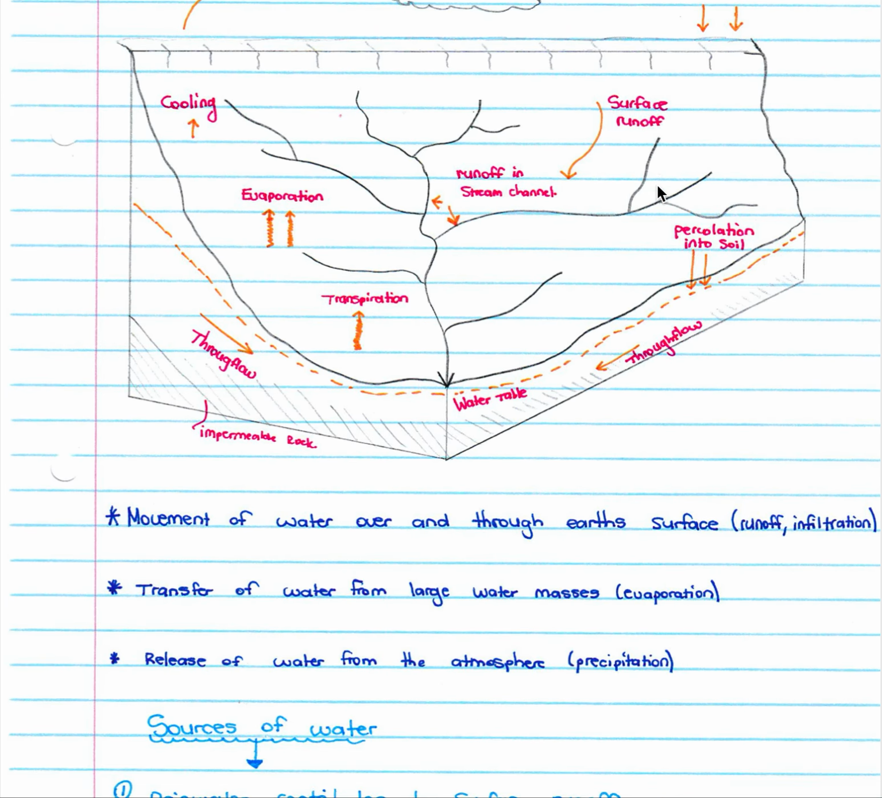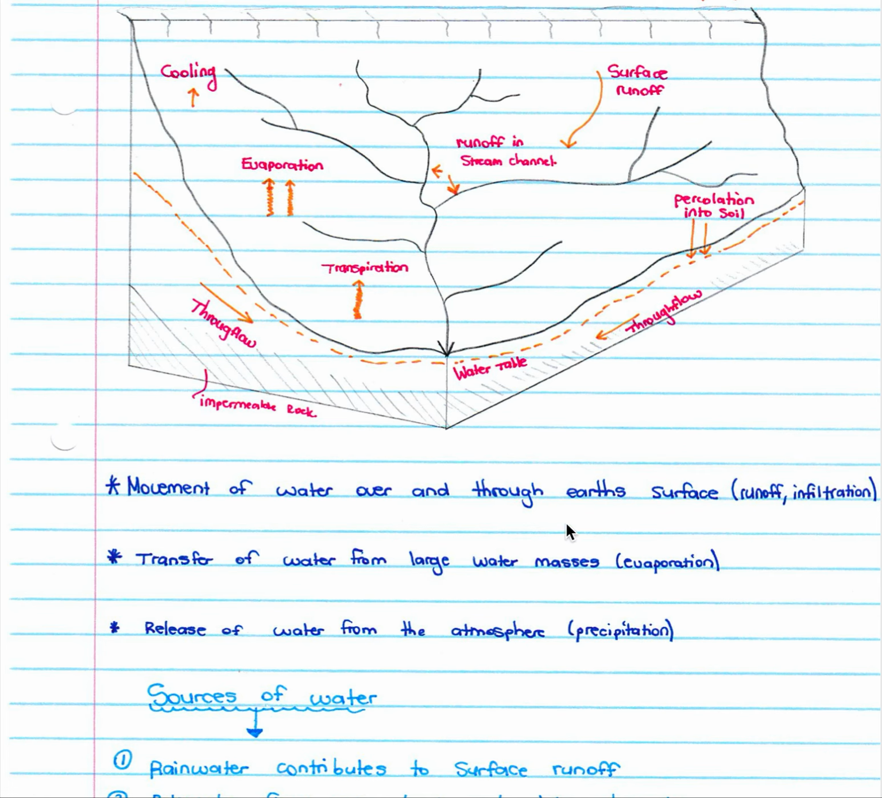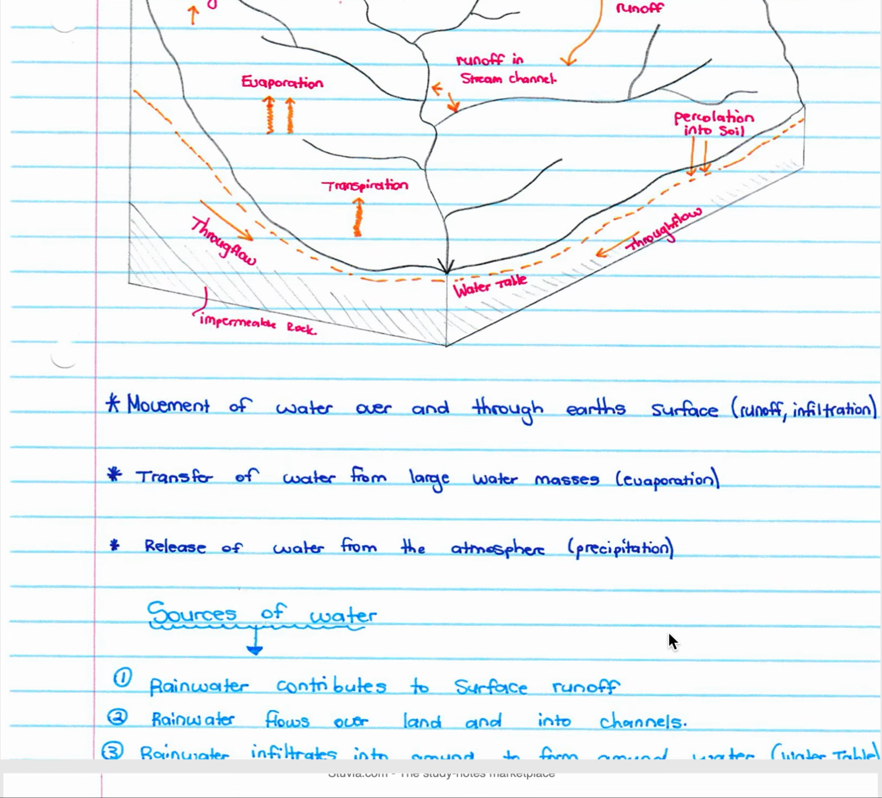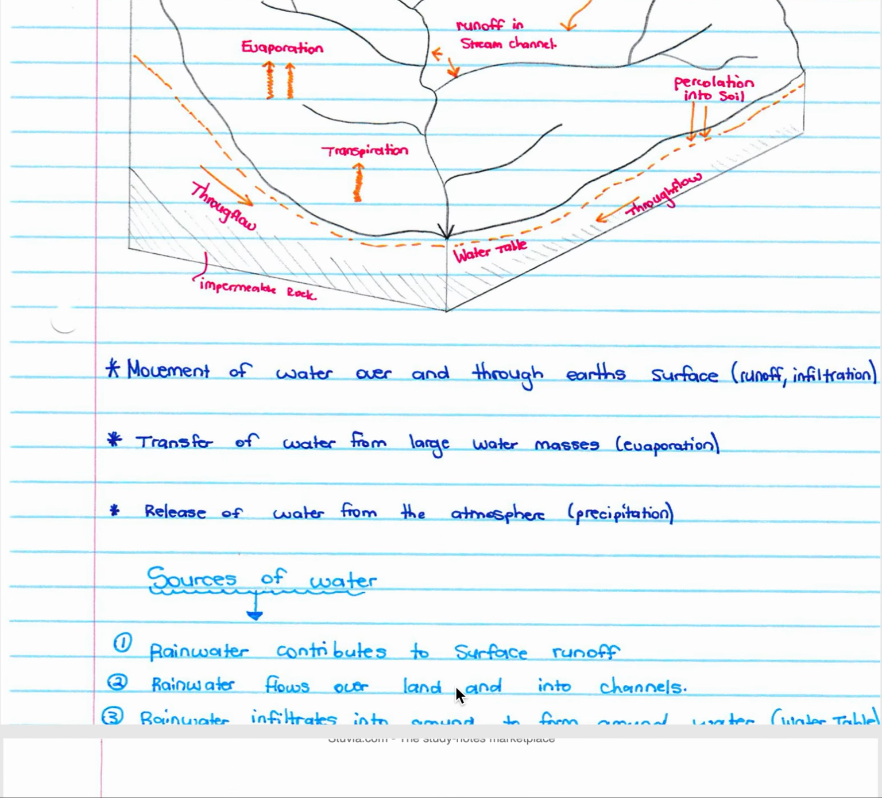So the hydrological cycle, as we've said, is the movement of water over and through Earth's surface, runoff and infiltration. It is the transfer of water from large water masses, evaporation, and the release of water from the atmosphere in the form of input precipitation. So sources of water, we have rainwater contributes to surface runoff, we have rainwater that flows over land and into channels, and rainwater infiltrates into the ground to form groundwater in our water table.